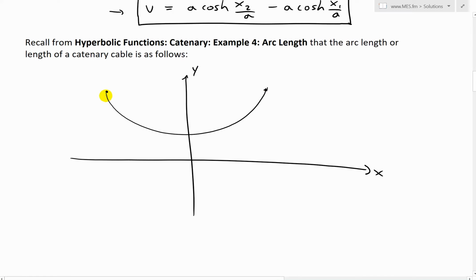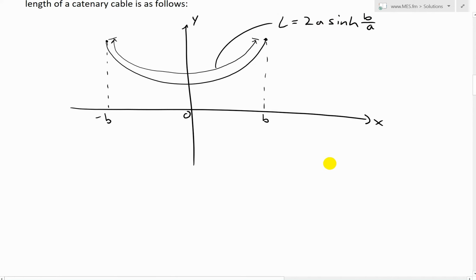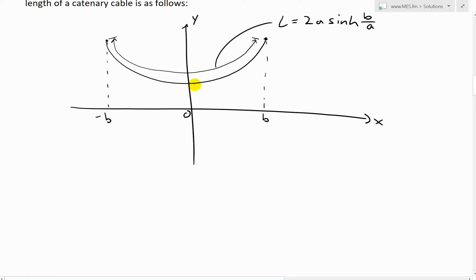And in that video earlier, what we had was this distance is going to be negative b, and this one is going to be b. It's the exact same distance across from the origin. And now the length across here, this one is going to be L, and this equals 2a sinh of b over a, or hyperbolic sine of b over a. But notice the 2, that just means we're doubling the distance from the origin to either one of these sides. It's perfectly symmetric like that.